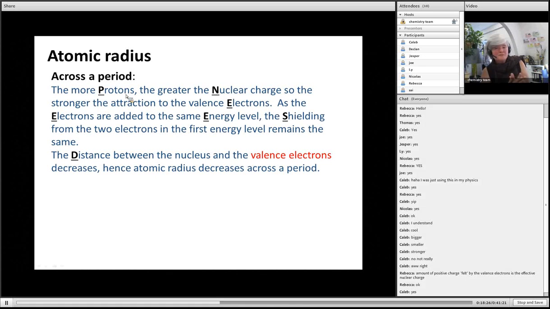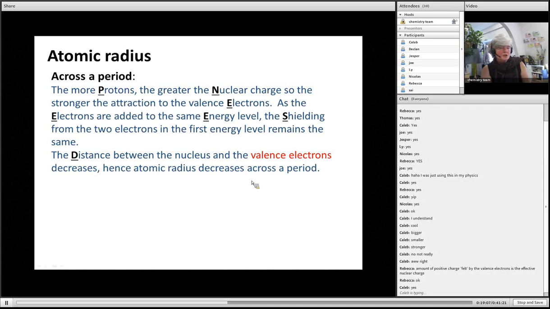Okay, and that'll mean that attractive force is going to be stronger on those valence electrons. We're always dealing with the valence electrons. And then as we're going across the period, remember we're adding it to the same shell or the same energy level. So the shielding, and notice I don't just say shielding, I explain what the shielding means, because examiners want to see that you've understood the term. So the shielding from the 2 electrons in the first energy level. So you've explained, you've understood how it works. And then you talk about the distance decreases because of that stronger attraction.